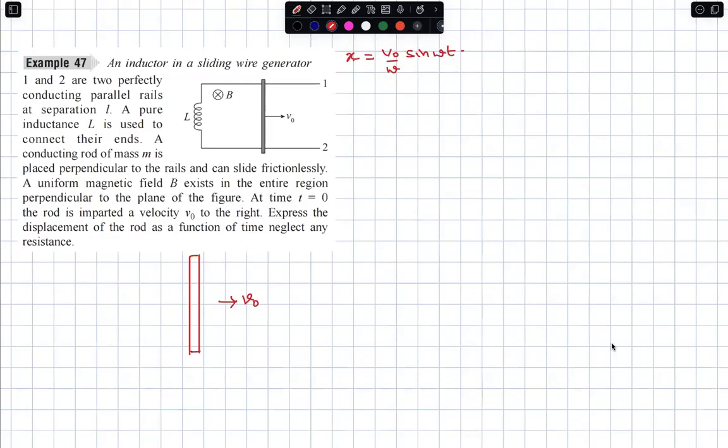Inward magnetic field, direction of motion rightwards. Fleming's right hand rule we will need to use. Inward, direction of thumb rightwards, central finger upwards, which clearly implies minus and plus. And therefore, across the inductor, you will face the same situation.